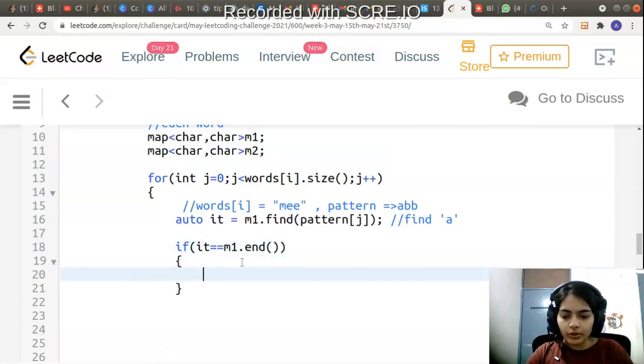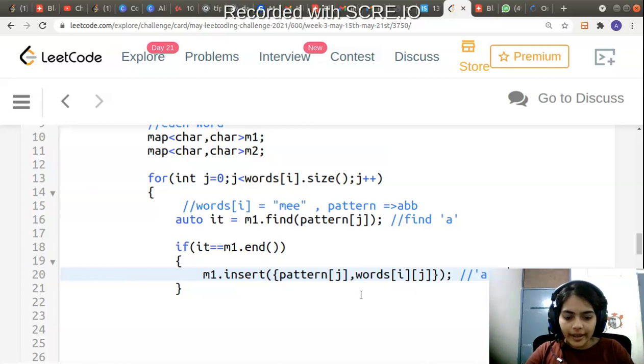So in this case, you have to insert the mapping for the first time. What will you insert? You will insert pattern of j, and corresponding to that you will insert words of ij. So in this case, corresponding to a, we are inserting m. You can see that a is mapped to m. So the first character in the pattern is matched to the first character in the word.